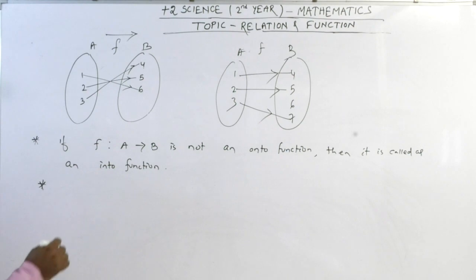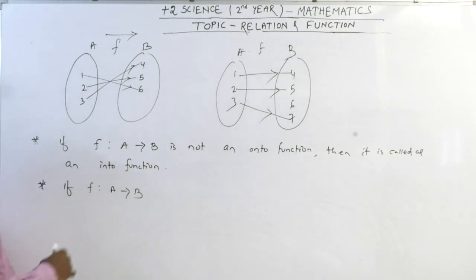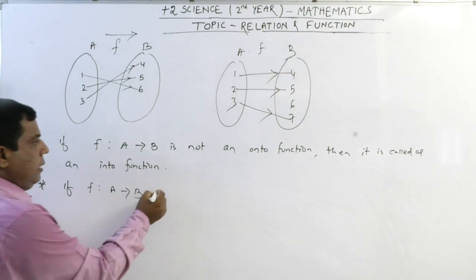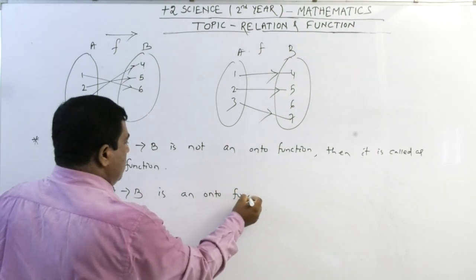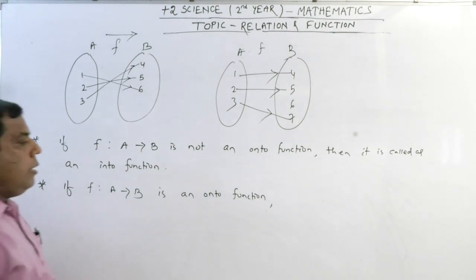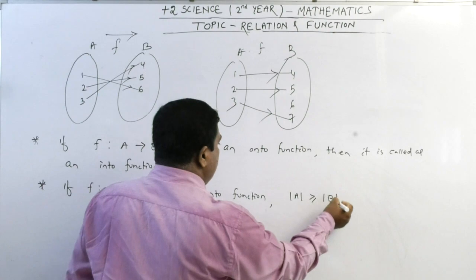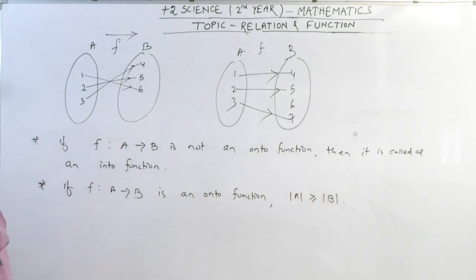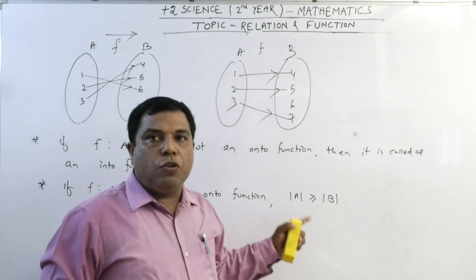Next thing is, if f from A to B is an onto function, then the condition is that the cardinality of A should be greater than or equal to the cardinality of B. Otherwise, if this condition is not satisfied, then the function is not said to be onto.